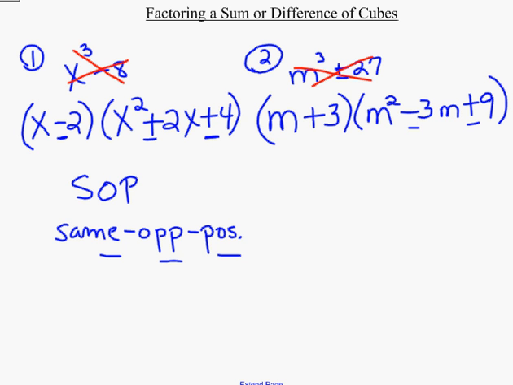I look at just the m plus 3. I square the first term. That's m squared. I take the opposite sign. That's minus. I multiply the first times the last term here. That's 3m. Of course, put the number in front of the letter. I use a positive sign, and I square the last term. I square 3, and I get 9. I've done a sum of cubes. I've done a difference of cubes.